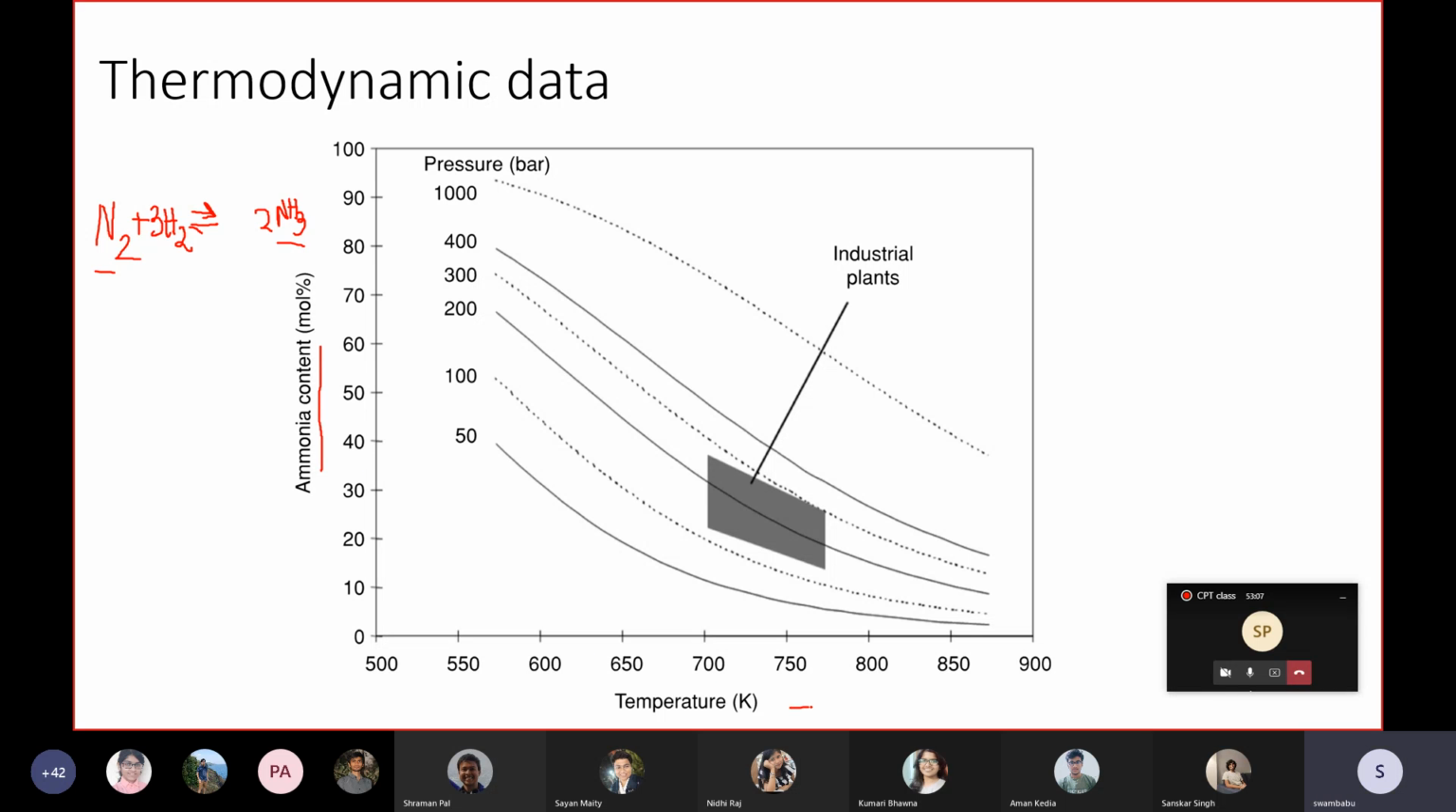So the x-axis will be temperature, and we have different lines for different pressures. This is 1000 bar pressure, this is 400 bar pressure, this is 300 bar pressure, 200 bar pressure.